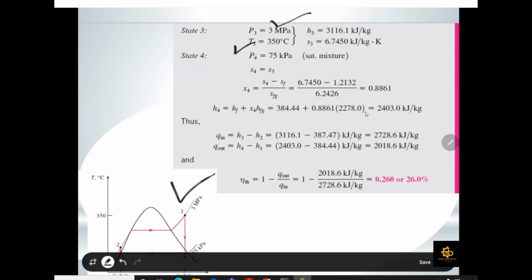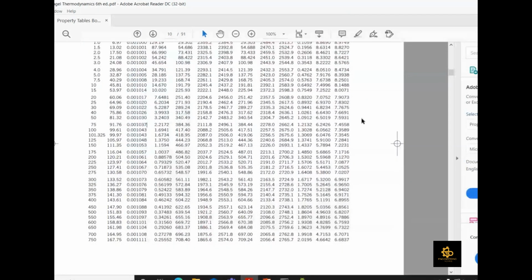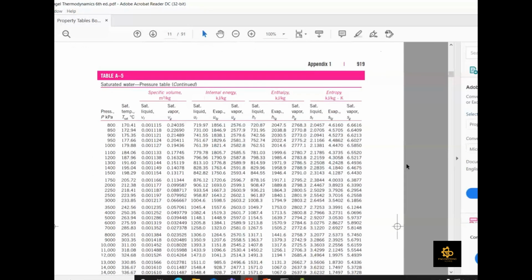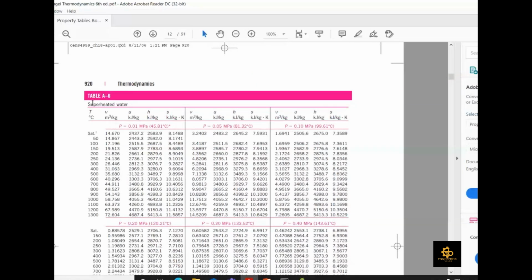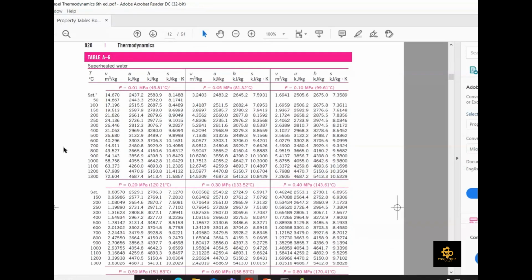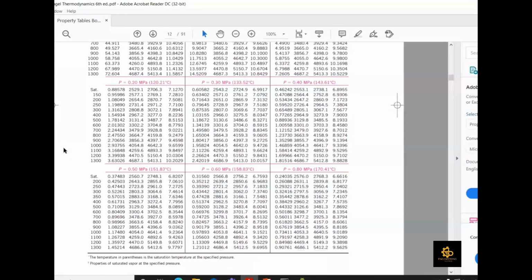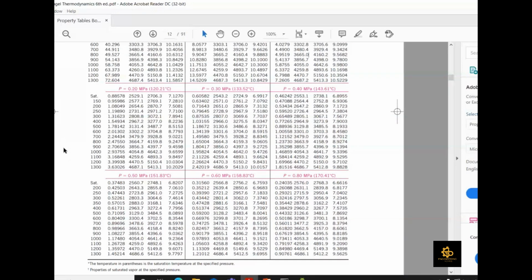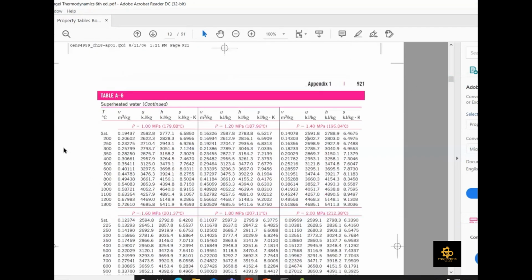For the superheated vapor region, you have to follow your thermodynamics table again. This is your table number A6, which is superheated water. For superheated water, what you have to do is, first, your pressure at state 3 is given, which is 3 megapascal. So find out where your 3 megapascal is. Your 3 megapascal is over there.